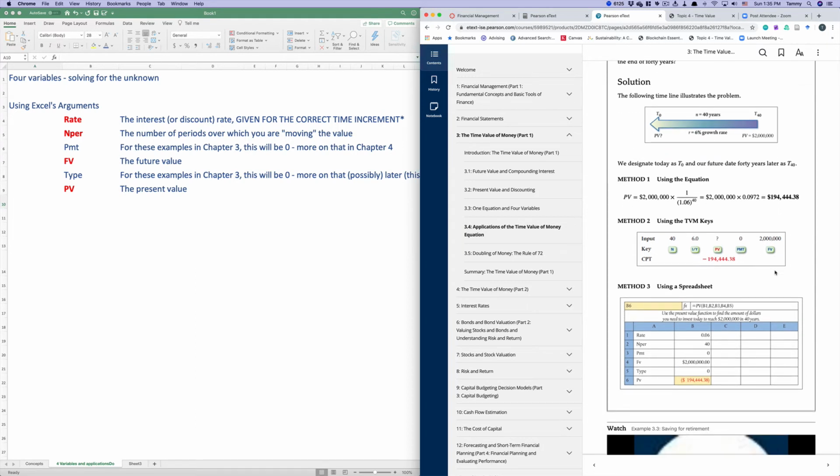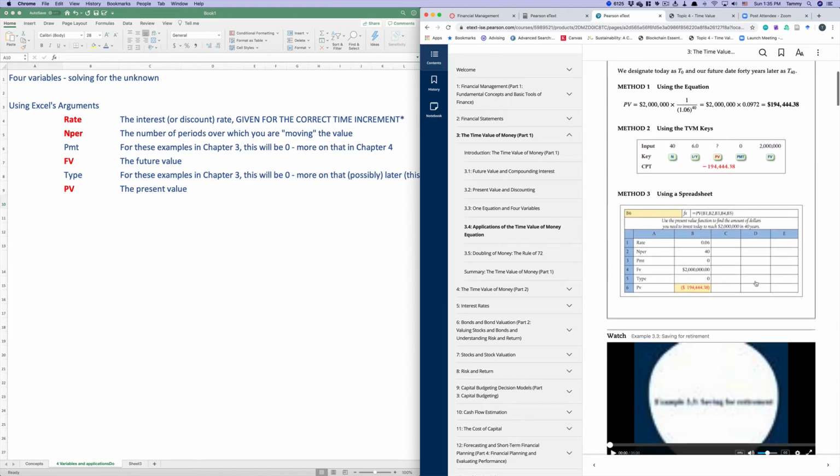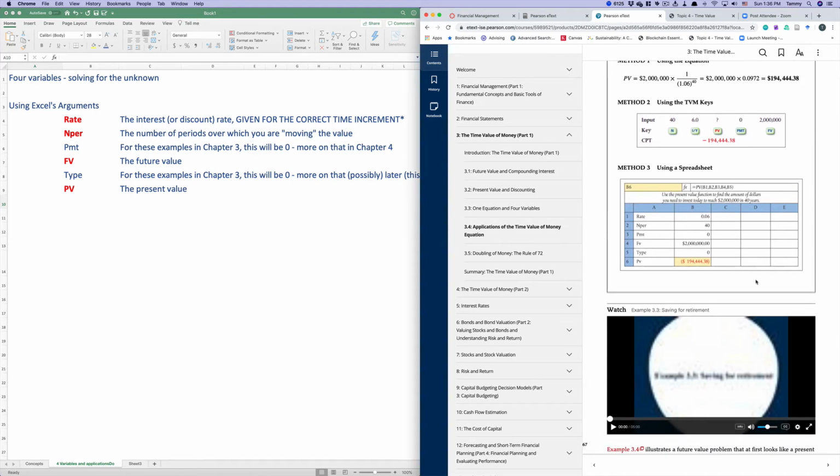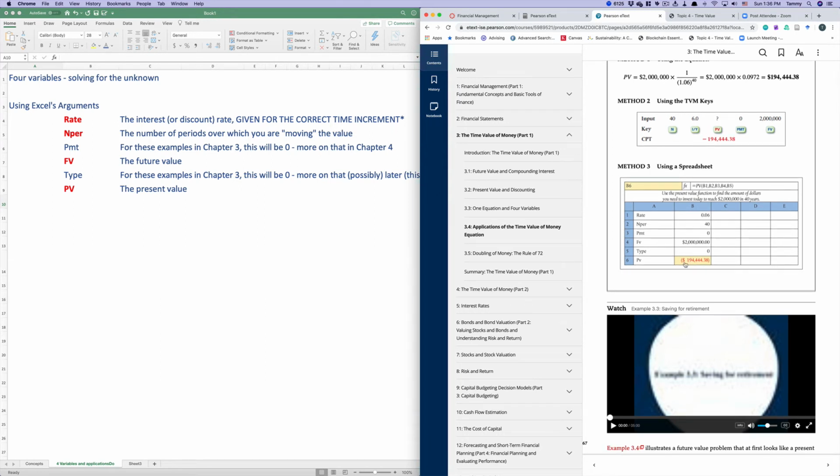Now, the book shows you 3 different ways of doing this. One is to actually solve it out using algebra. Another is to use a financial calculator. So you can get a financial calculator app on your phones. It works pretty well, and I'll be happy to show you how to do that when it's convenient. But my preferred way of working, obviously, is using a spreadsheet. And I want to note that in these examples, first of all, they give you the same result.